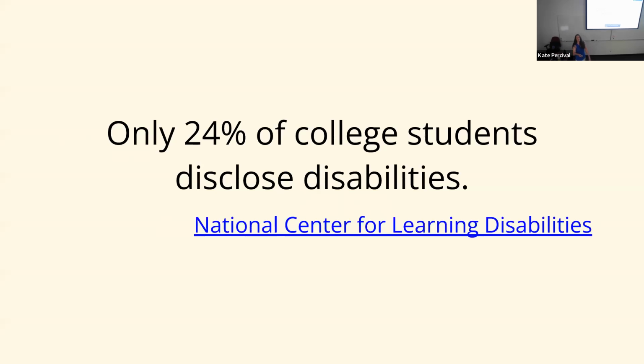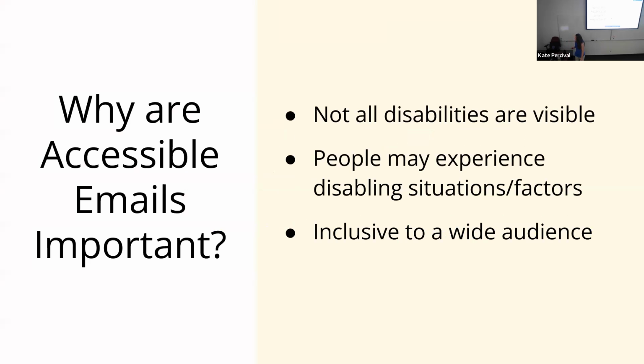So what does all that mean? That means that we spend a lot of time sending and receiving emails, and you don't always know who your audience is. You may think you know the person you're sending that email to, but you may not know as well as you think you know. So this means that accessible emails are important because not all disabilities are visible. People may be experiencing disabling situations or factors. They may not be in the best environment.